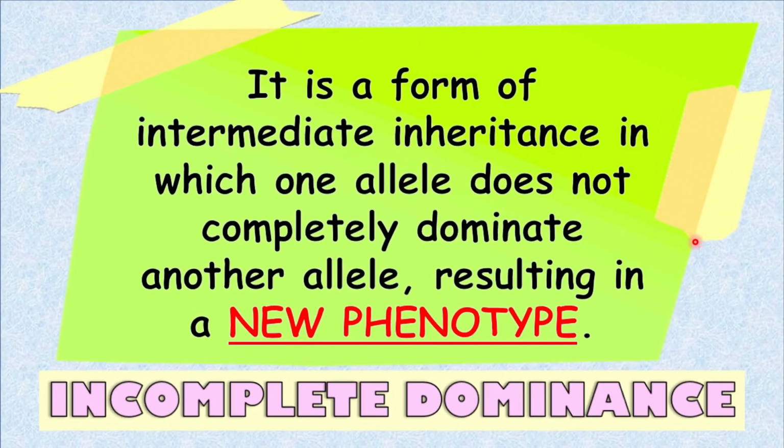Let's have the first type. That is incomplete dominance. It is a form of intermediate inheritance in which one allele does not completely dominate another allele, resulting in a new or a third phenotype. Let's have an example of incomplete dominance.